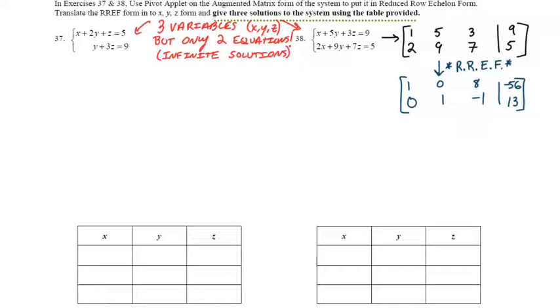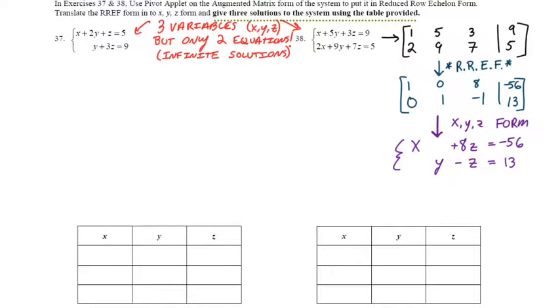Makes me a little bit uneasy. I wish I could tell you right away what x, y, and z are equal to. But again, 3 variables and only 2 equations. That wasn't going to be the case. So to move forward, we need to put this back into x, y, z form. So read that first row and put that into x, y, z form. We've got 1x plus 8z equals -56. The second row there looks like we've got 1y minus 1z equals 13. Okay, and that's the reduced row echelon form.